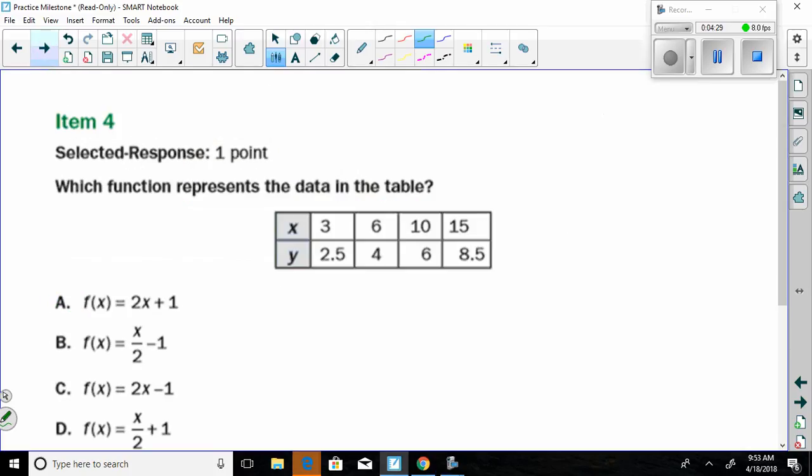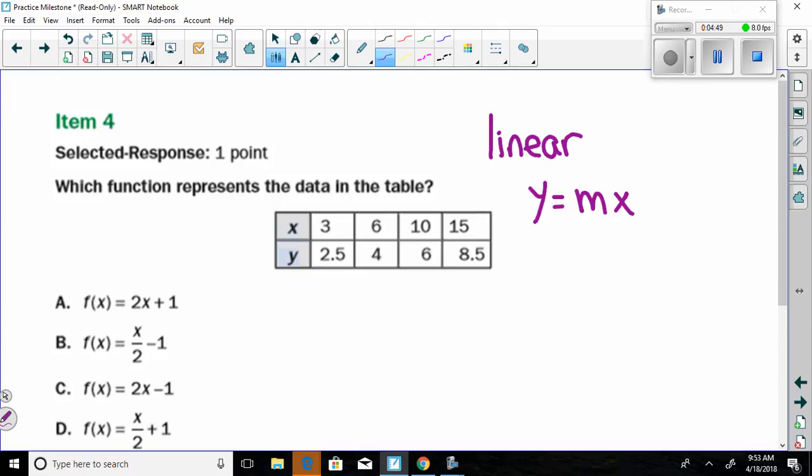All right, next one. First of all, when you're looking at your formula sheet, how are these answer choices written? Are they exponential, linear, or quadratic? Linear, right? Because there's no exponents or anything like that. What is the linear equation for slope-intercept form?